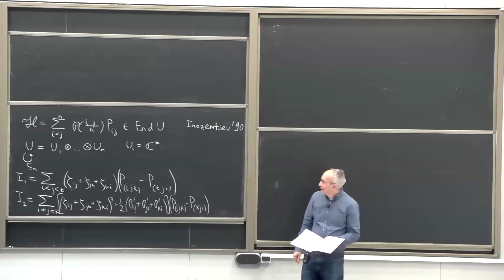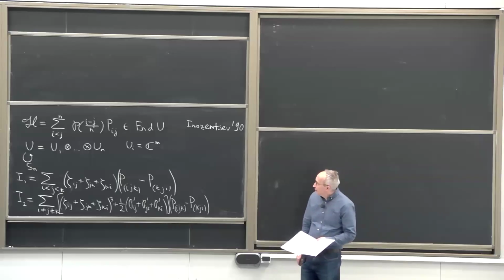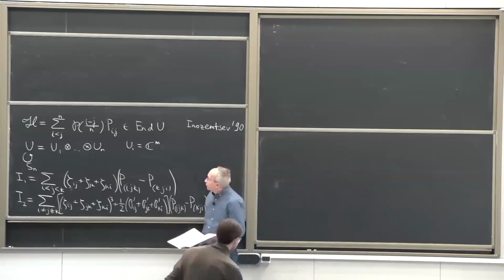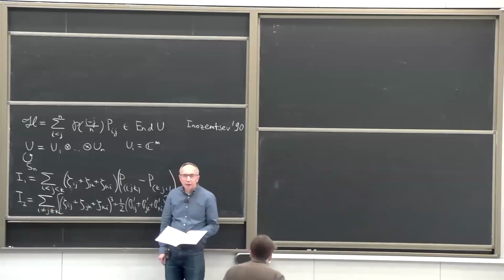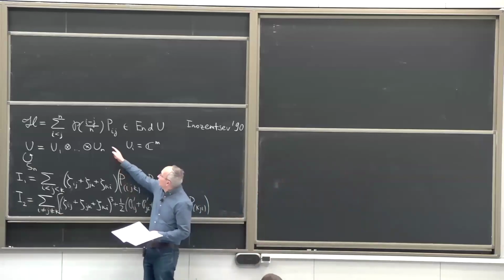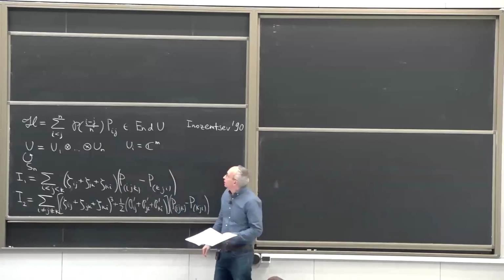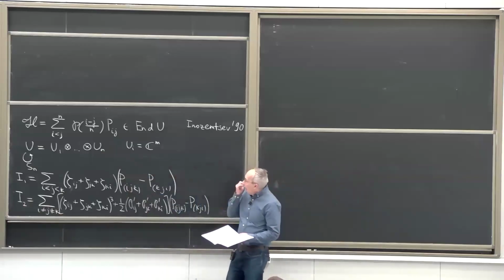It's a pleasure to give a talk here. So I will talk about the Inozemtsev spin chain. This is the so-called long-range spin chain described by this Hamiltonian, written here. It was introduced by Inozemtsev in 1990.